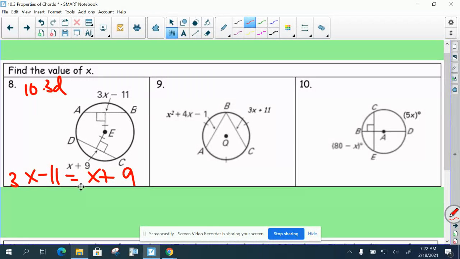All right, solve this equation: subtract the x over and add the 11. 2x equals 20, and x is 10. And that's how we find the value of x.